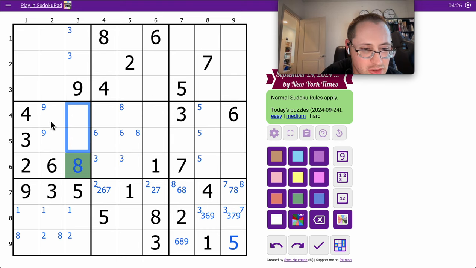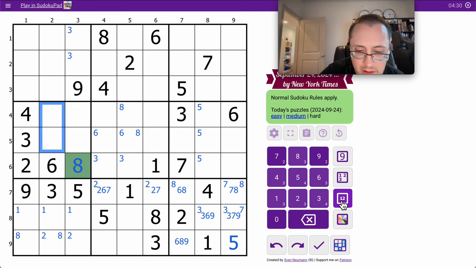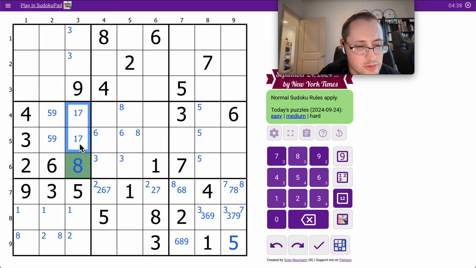Well, what that does mean is these can't be 5, so one of those must be. And therefore, that's a 5-9 pair. 5 and 9 are limited to the same two spots in the same region. These are 1 and 7 to finish region 4.